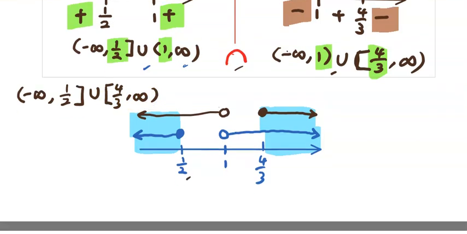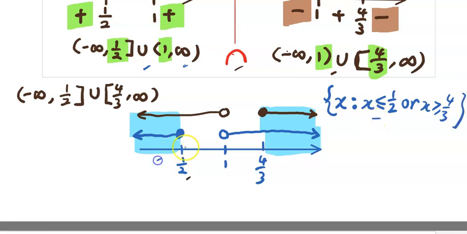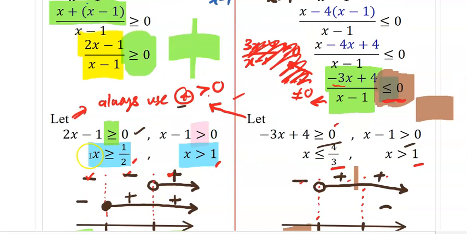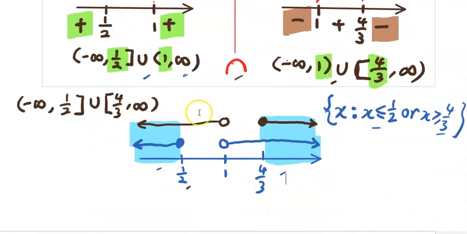So for set notation, I will have curly brackets. Within it, we discuss the variable x, so we have x, colon. Then for this first part here, it will be x less than or equal to 1 over 2, or the second part, my bracket is too small, let me erase it. So I will have it as x greater than or equal to 4 over 3, close bracket. The first, the second. So this is how we get the answer for this question.